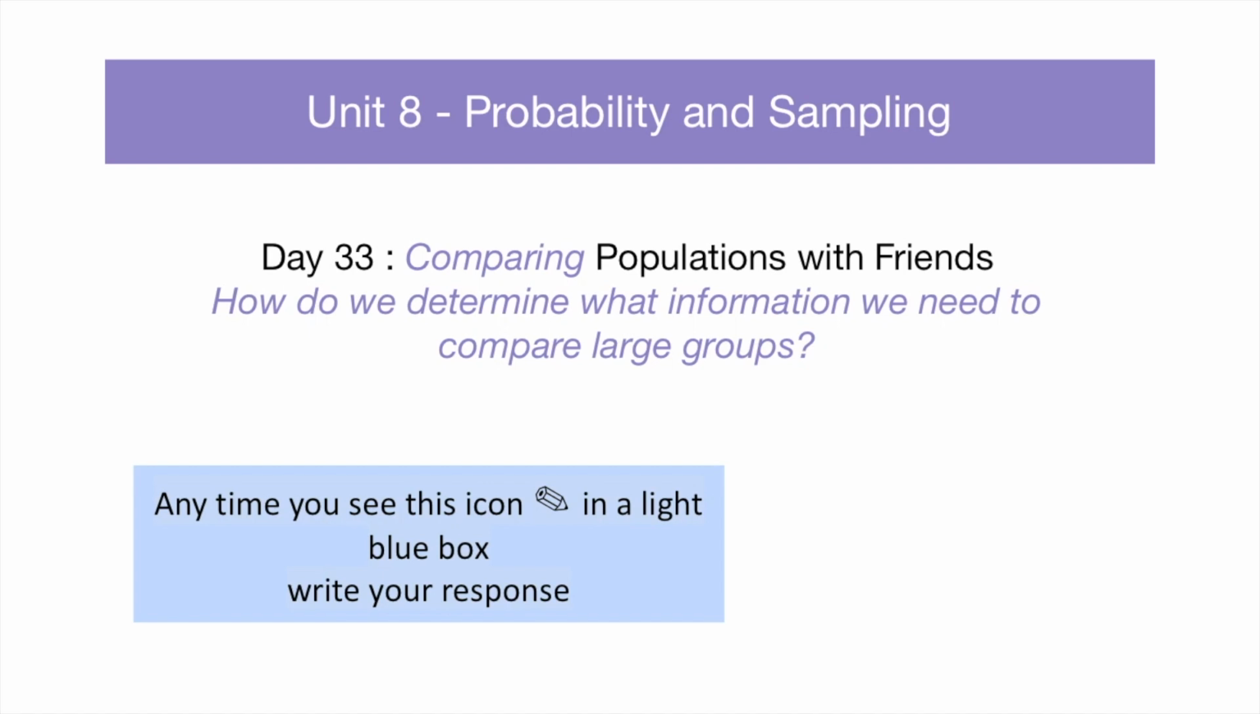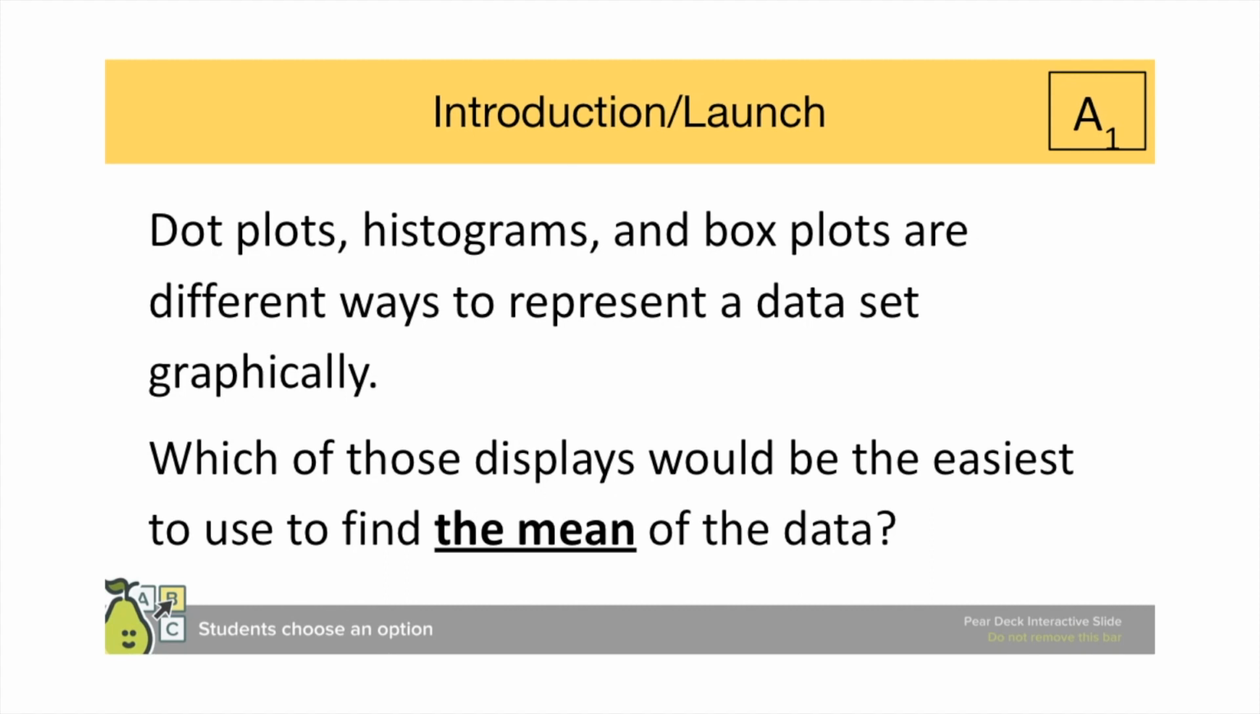7th graders are going to continue working on Unit 8, Probability and Sampling. Day 33, Comparing Populations with Friends. How do we determine what information we need to compare large groups? The introduction is going to have students review the useful information that can be gained from different graphical representations of data in preparation for comparing groups based on samples from each.